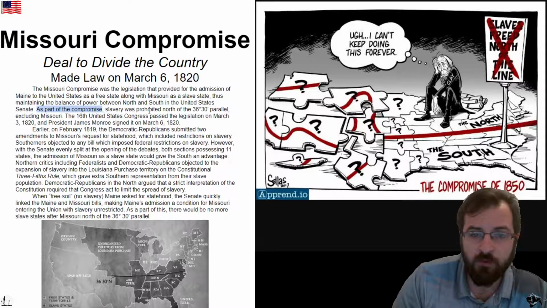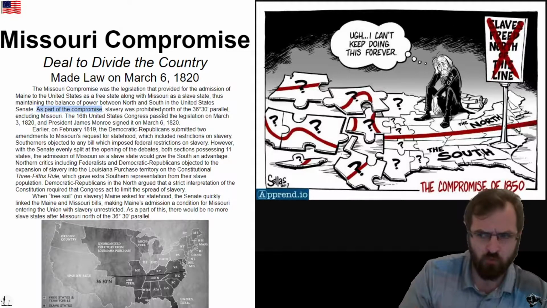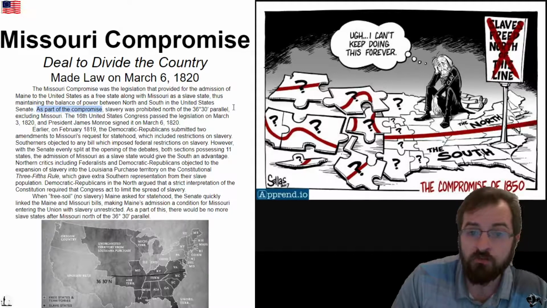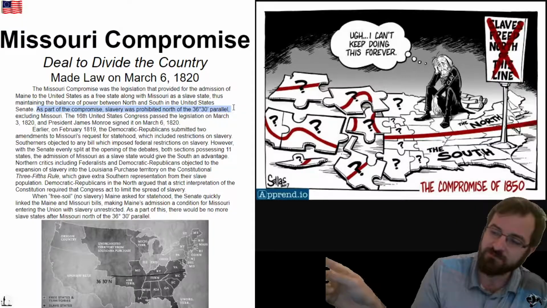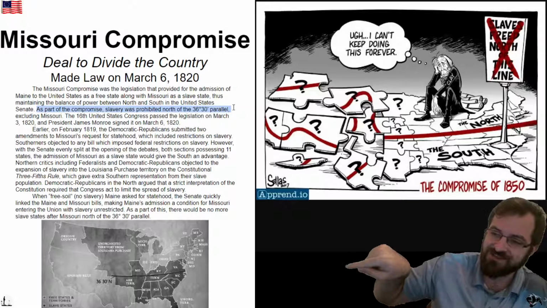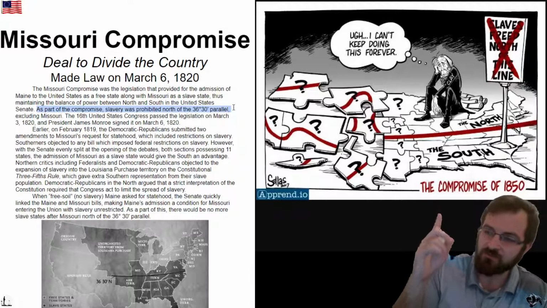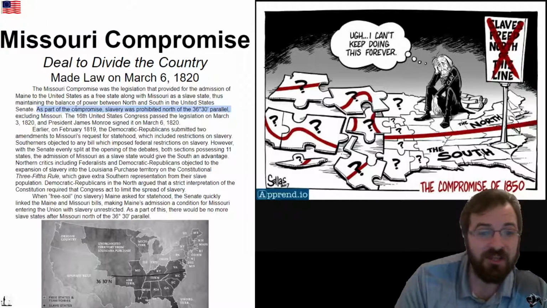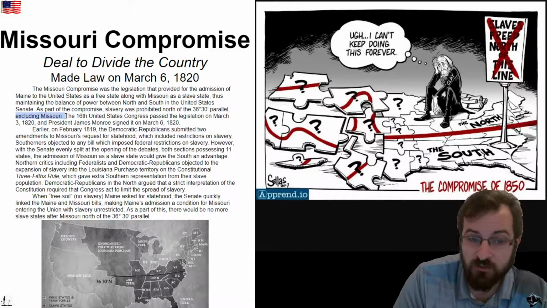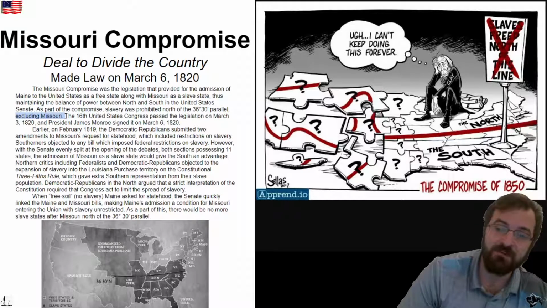As part of the compromise, slavery was prohibited. No more, not going to happen. North of the 36°30′ parallel. That's that line you see on the picture, right down there. And then also the red line up there, and the goofy picture up there. That's the 36°30′ parallel, excluding Missouri. Missouri was the only one that was exempted from it.